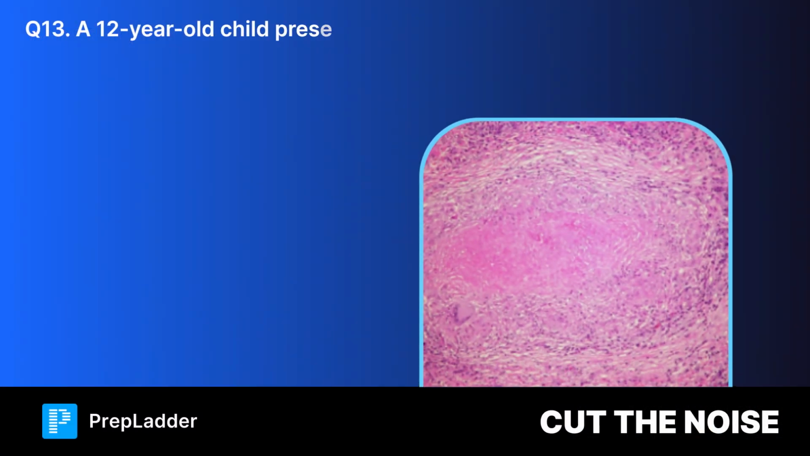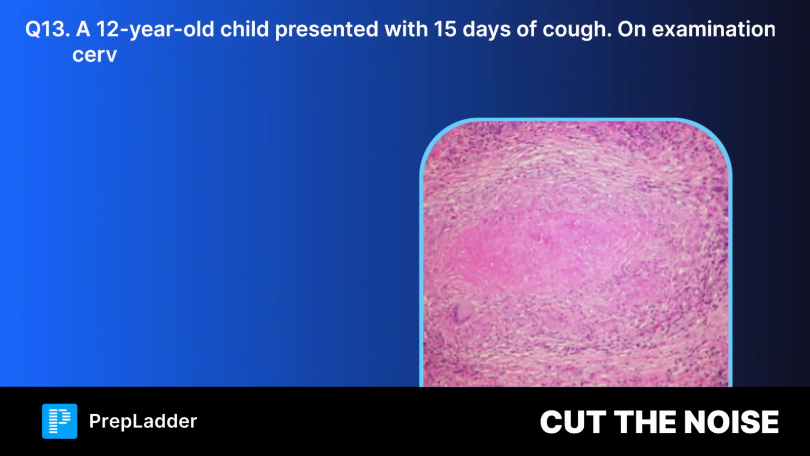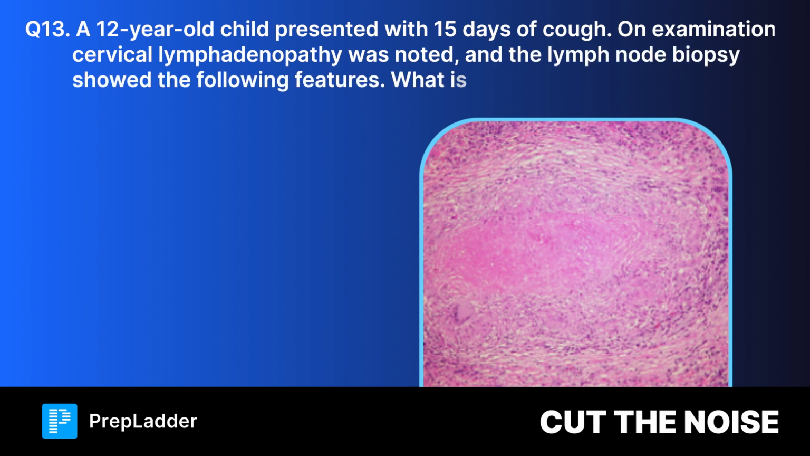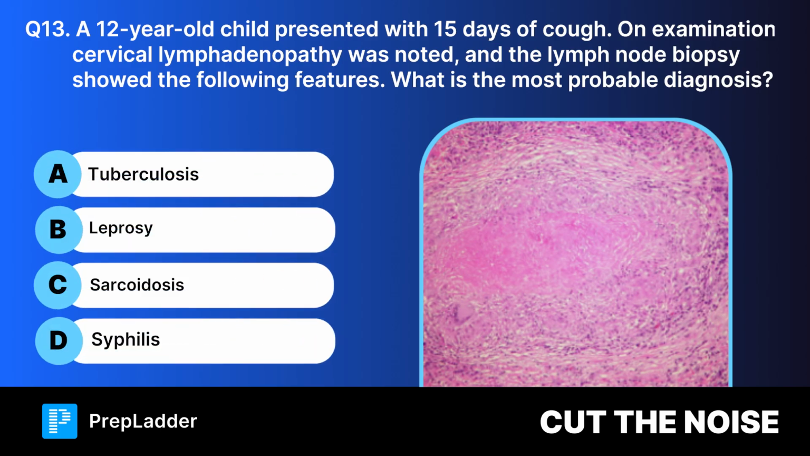Question number 13. A 12-year-old child presented with 15 days of cough. On examination, cervical lymphadenopathy was noted, and the lymph node biopsy showed the following features. What is the most probable diagnosis? Your options are. And the correct answer is tuberculosis.